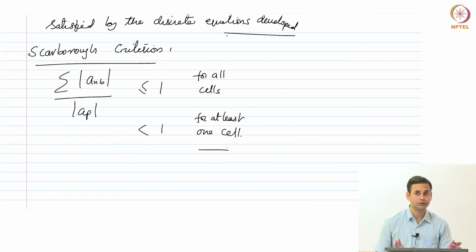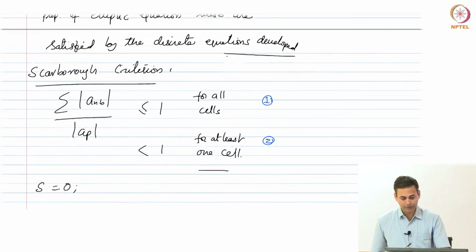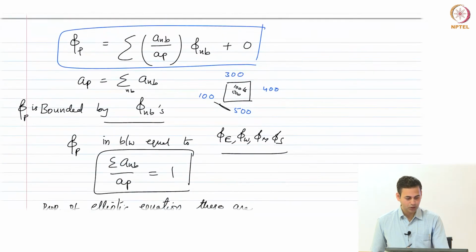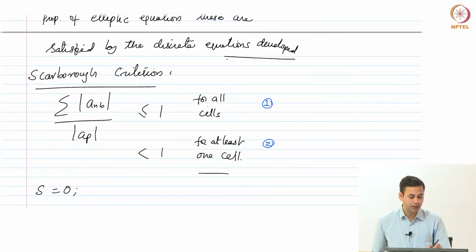Let us say we do not have a source, okay. Let us say S is 0, source is 0, then which of these is satisfied, the first one or the second one, by the equations that we have developed? So, if we do not have a source term, what is AP? AP equals sigma A and B, that is all. So, only equality is satisfied.